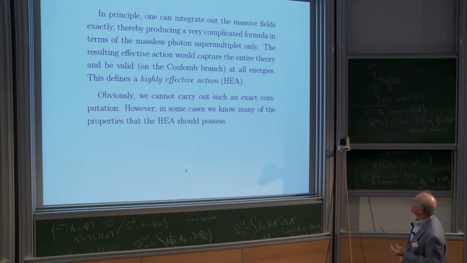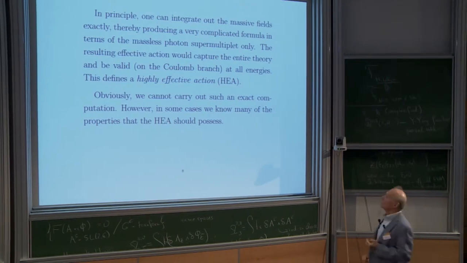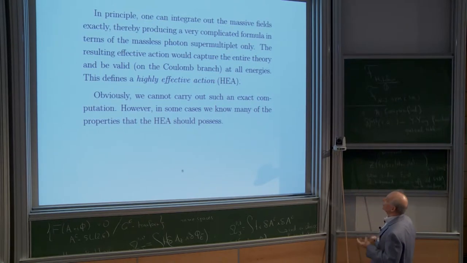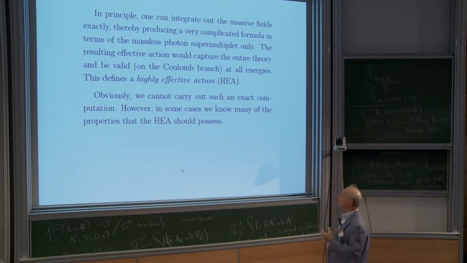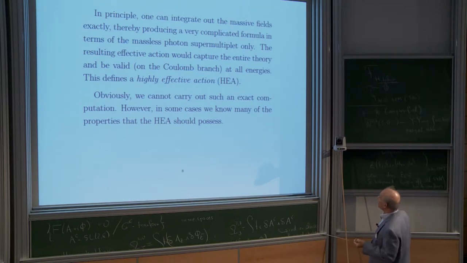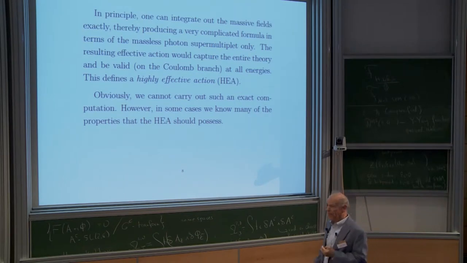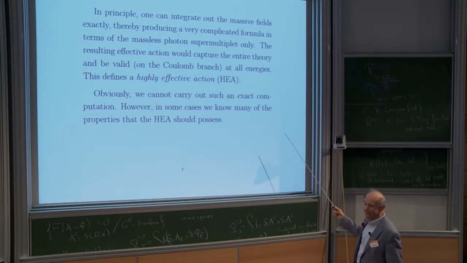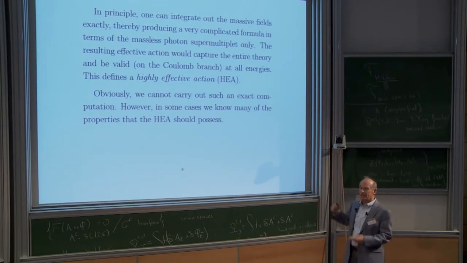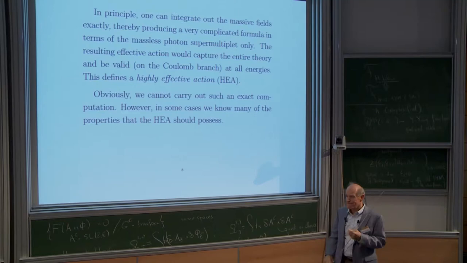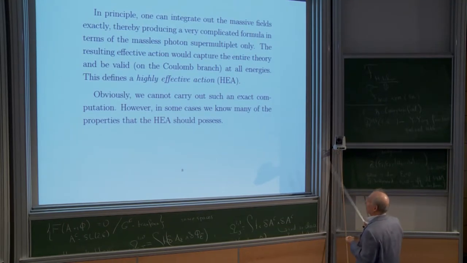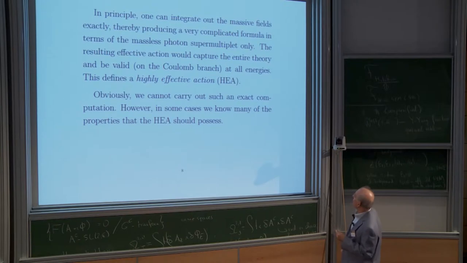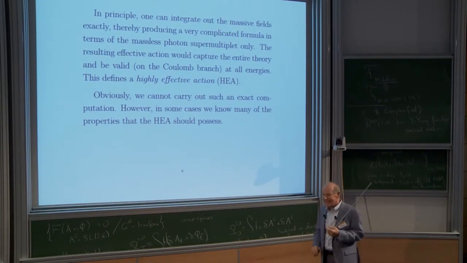Now, in principle, one can integrate out the massive fields exactly, thereby producing a very complicated formula in terms of the massless photon supermultiplet only. The resulting effective action would capture the entire theory and be valid on the Coulomb branch at all energies. It may not be the most useful form at very high energies, but it's all there. So this defines what I'm calling a highly effective action. It's the result of doing this impossible calculation. Obviously, we can't do this calculation. However, in some cases, we know many of the properties that the answer should possess.